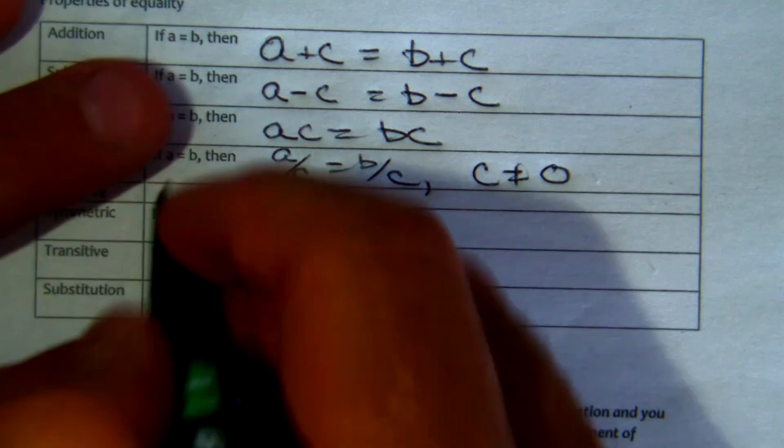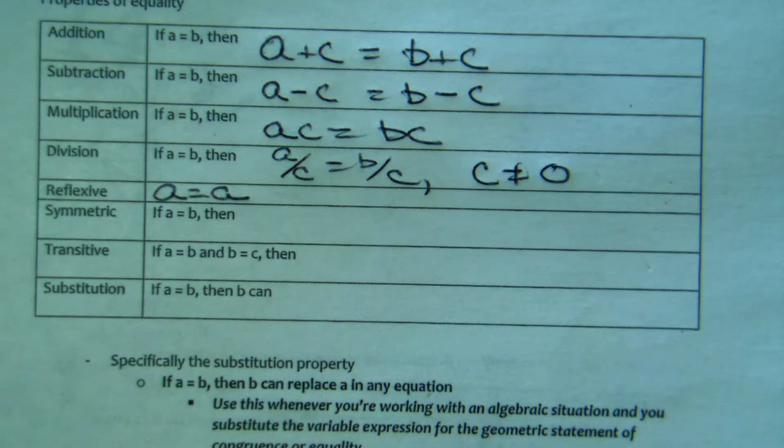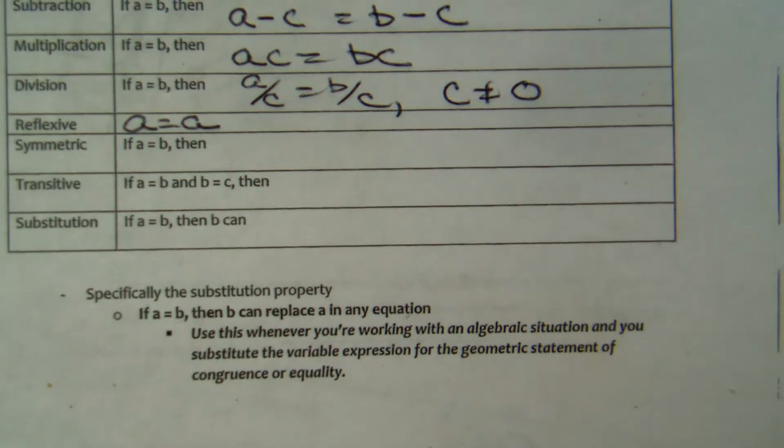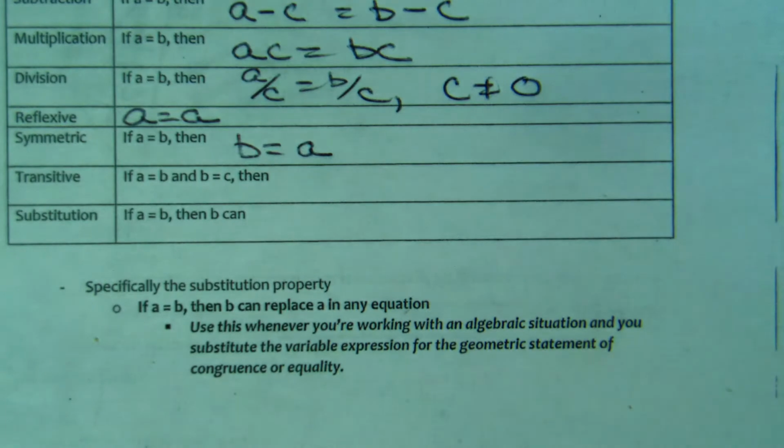Okay, the reflexive property, A is equal to A. What we're saying is something's equal to itself. It may seem silly now, but when we get into geometry and shared sides, that will come to help us a lot. Symmetric property, if A equals B, then B equals A. So whatever side of the equal sign they are on doesn't affect their equality.